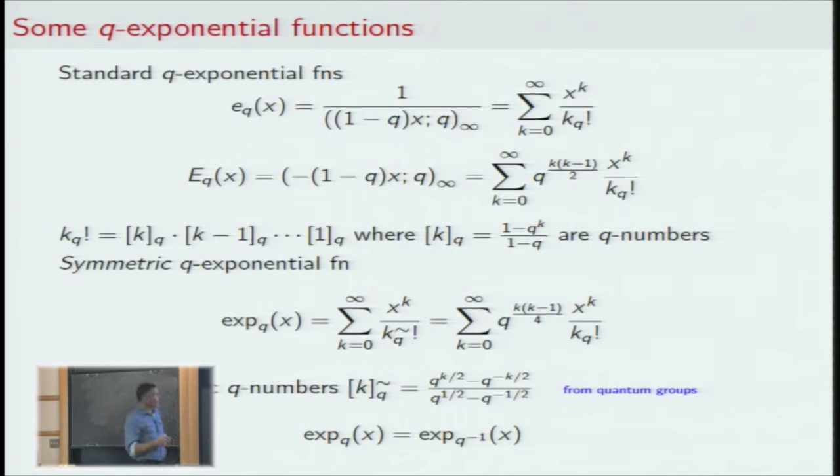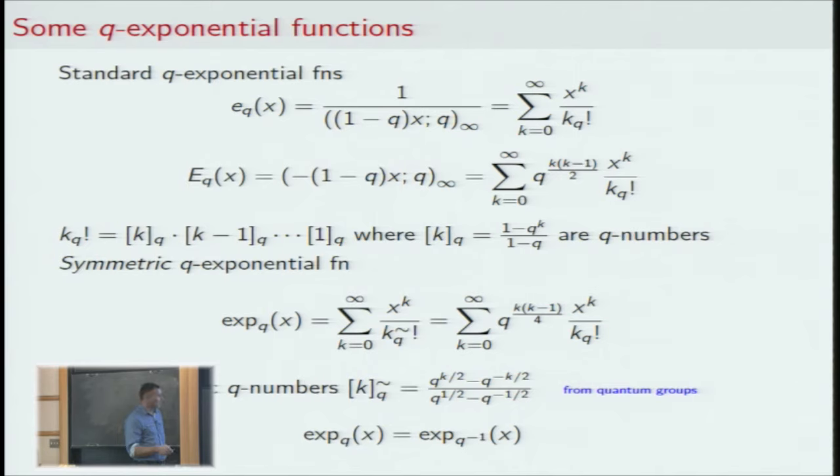Okay, and then there's another one called big E, which is also given by a Pochhammer symbol, or you can think of it like that. These are the standard q exponentials, but then there's a third one which wasn't known about so well, which is this exp. So exp is sort of in between. Instead of this thing over 2, it's over 4.